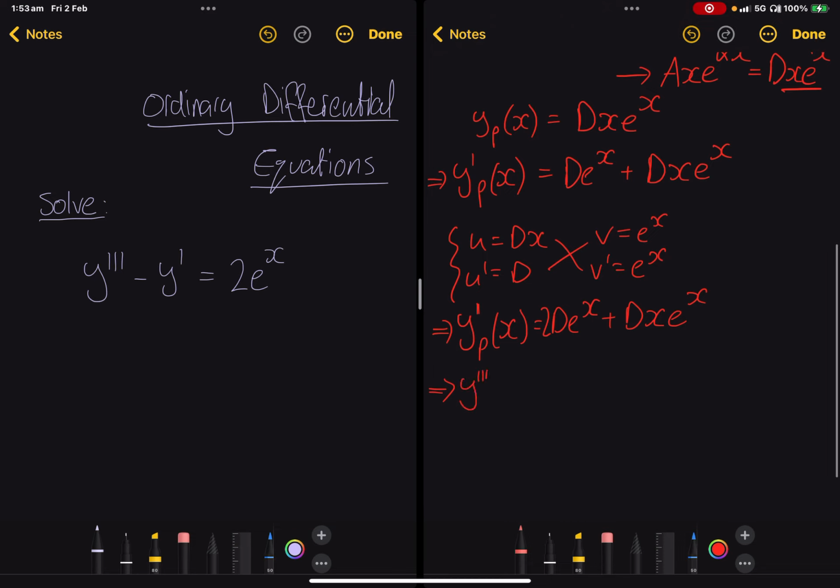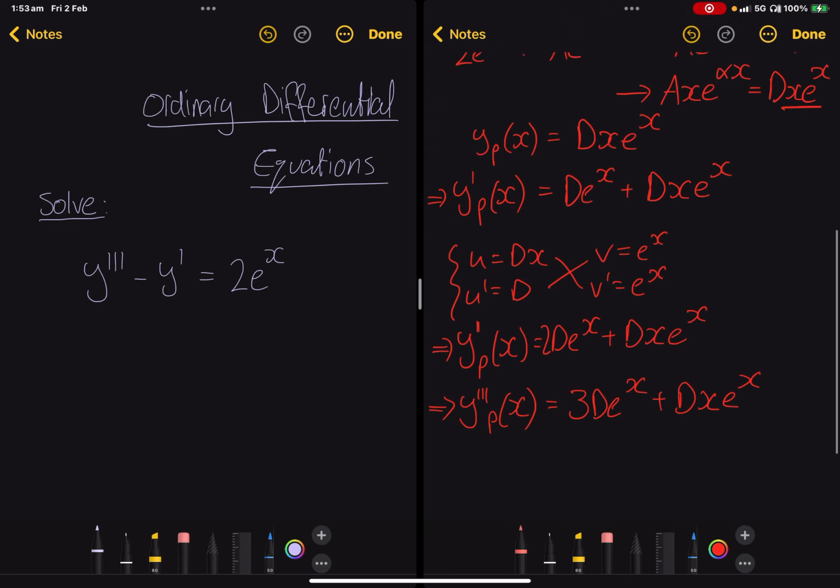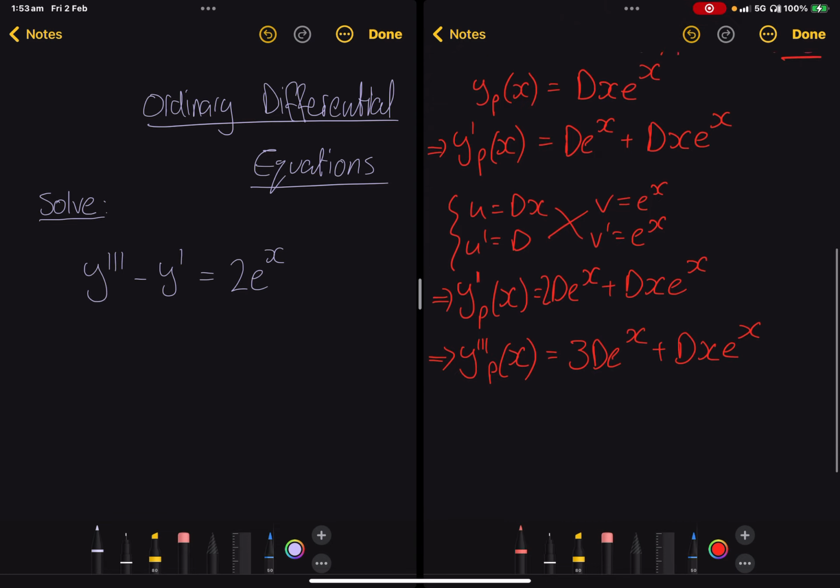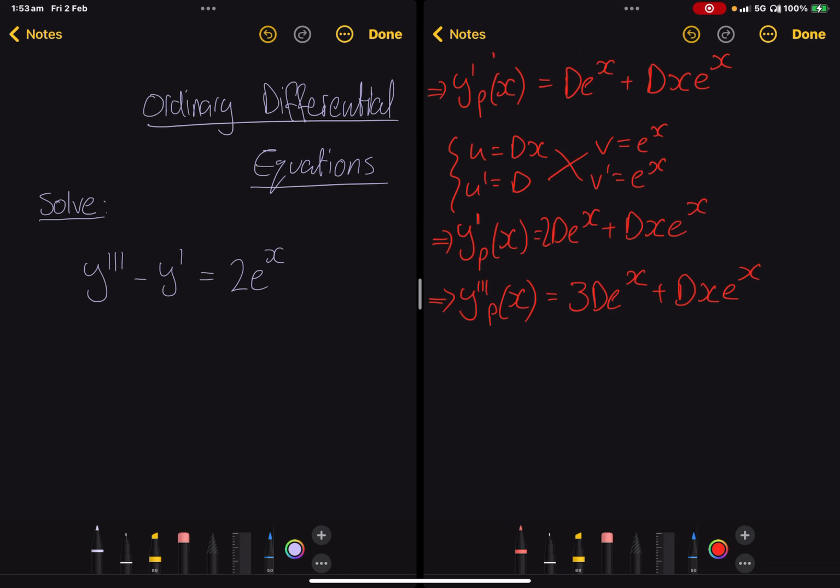This gives us y prime prime prime particular of x is equal to 2d e to the x becomes 2d e to the x. dx e to the x becomes d e to the x plus dx e to the x. So this is 3d e to the x plus dx e to the x. So now we have our first derivative, our second derivative, our third derivative. We have our function. We can plug some of these in to the equation we were given initially.